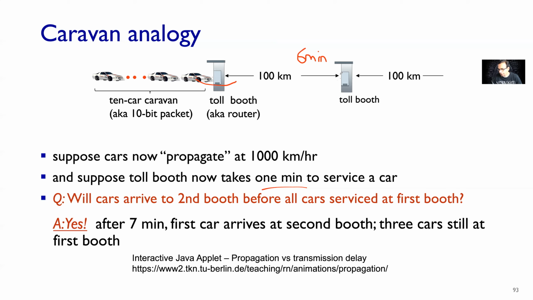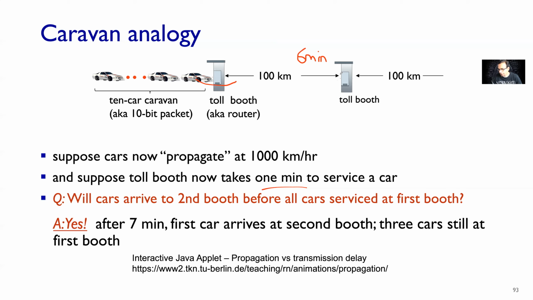And since it takes 1 minute to push out each car, and since there are 10 cars, you'll see that by minute 7, the first 7 cars have left, but the remaining 3 cars are still lined up here, right? So effectively you have a scenario where the tail of the packet is still at the previous packet switch, whereas the head of the packet has already reached the other side. You might wonder, how is this possible? Is that even making sense?